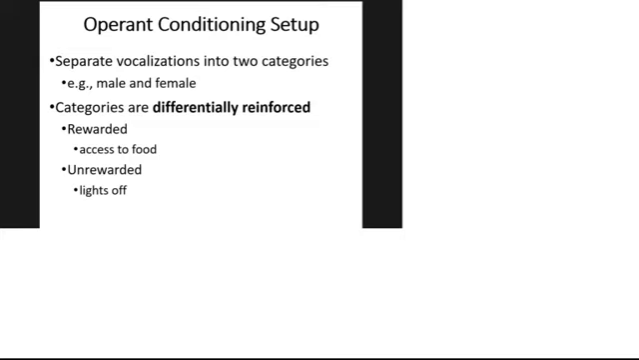So for most of our work, if we have a good category, say we want the birds to produce a response when they hear female calls, we will give them access to food when those calls are played. So that's rewarded, or reinforced. We would then have non-rewarded, or non-reinforced, for male calls. So that would be the bad category, and instead of getting access to food, the lights would turn out. By having that differential reinforcement, they're encouraged to behave a particular way when one category is played, and behave a different way when the other category is played.